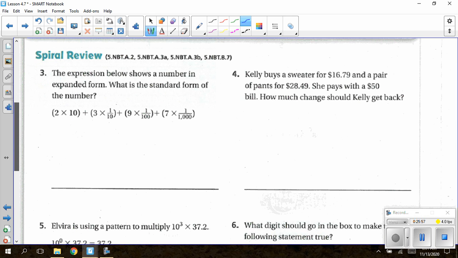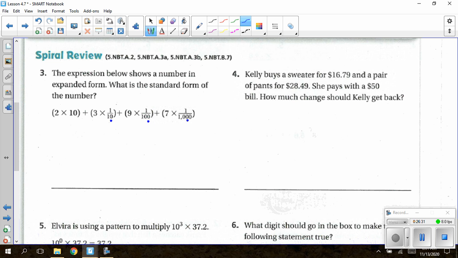For number 3, we do have a number in expanded form, and we need to make sure we write that in standard form. Remember, the digit is being multiplied by the place value it's located in, so I strongly encourage you to use your place value charts as you are filling those digits in. Notice for the last 3 sets of parentheses, those are decimal place values, so that means that you will have a decimal.